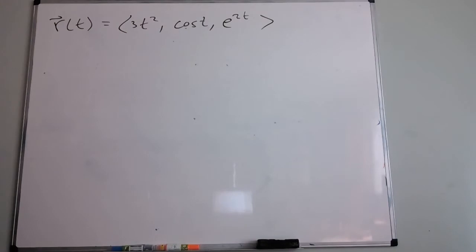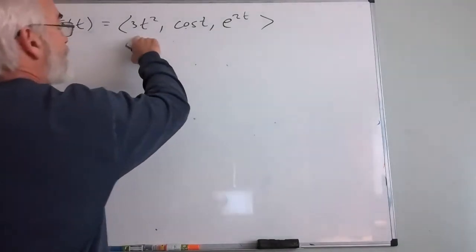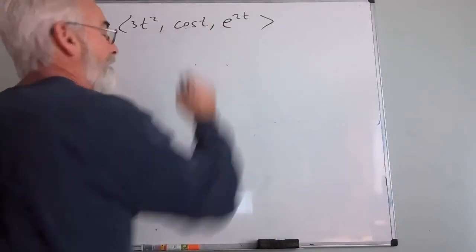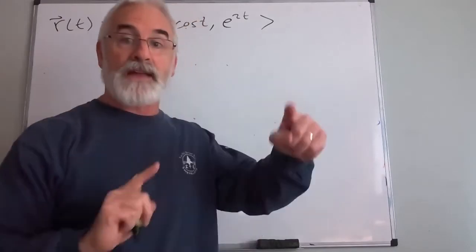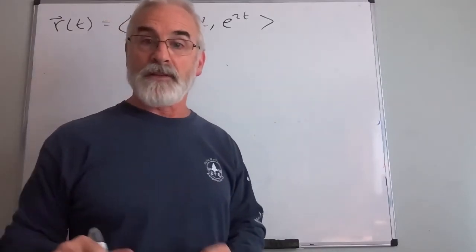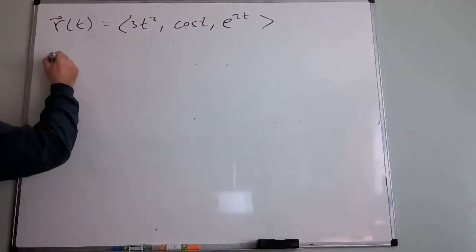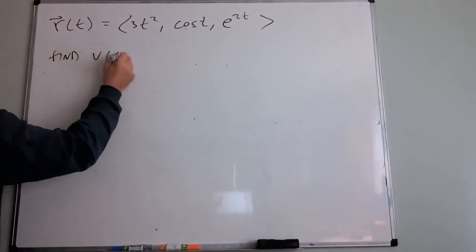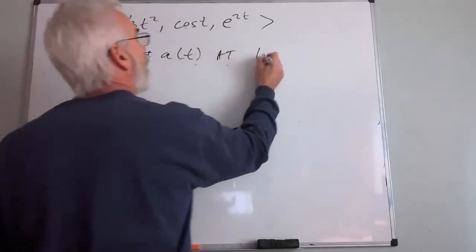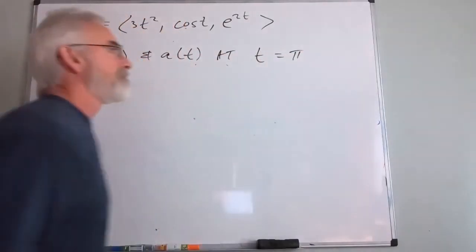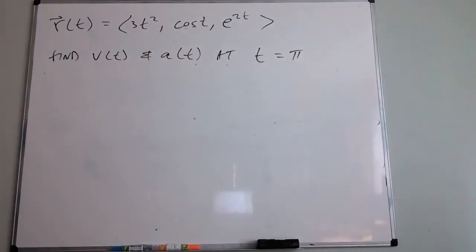All right. So if I ask you, where am I at time 0, for example? At time 0, I'd be 0, 1, 1. That's where I would be in space. So from the origin, I would create that vector, and that's where I would be in space. So here's what I'd like to know. Let's find v of t and a of t at, how about t equal pi? Let's keep it simple. I want v of t and I want a of t at t equal pi.